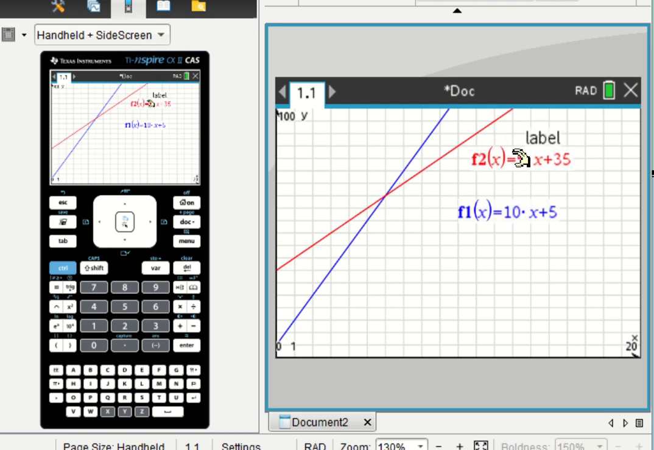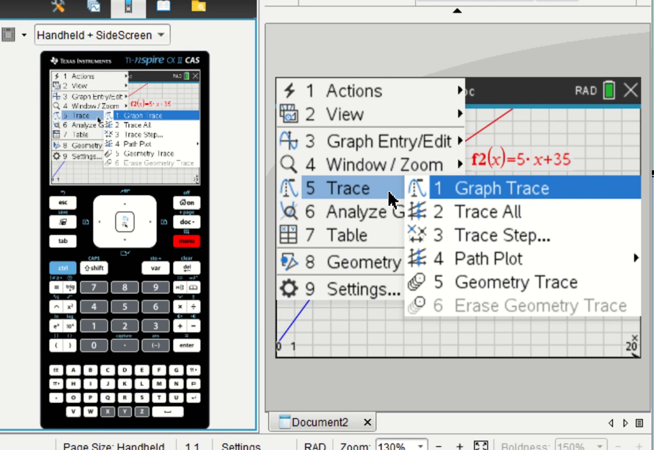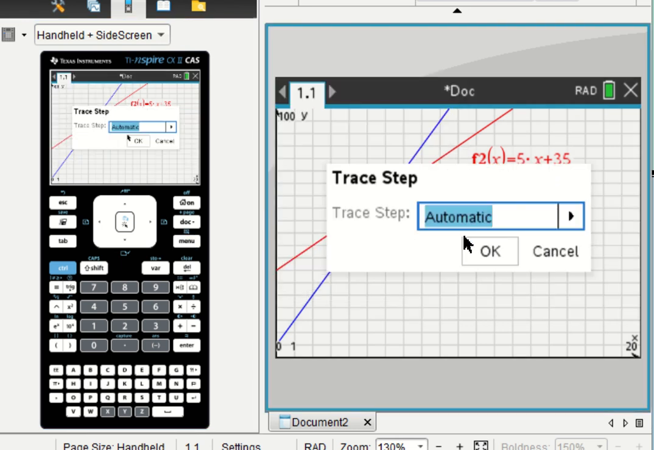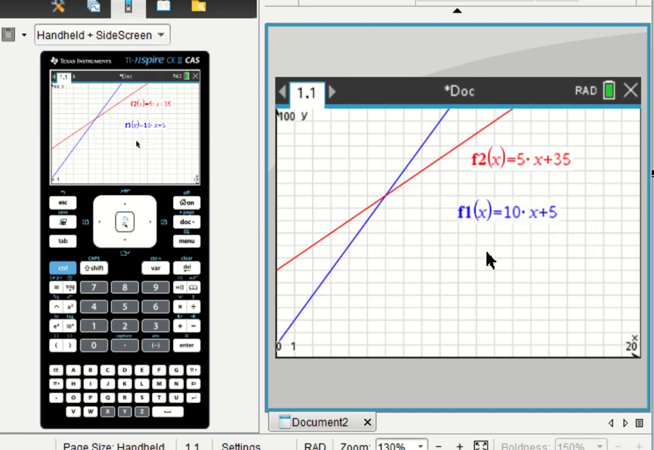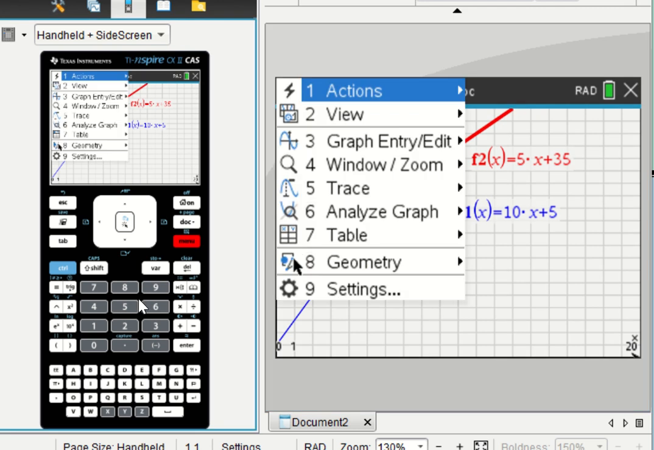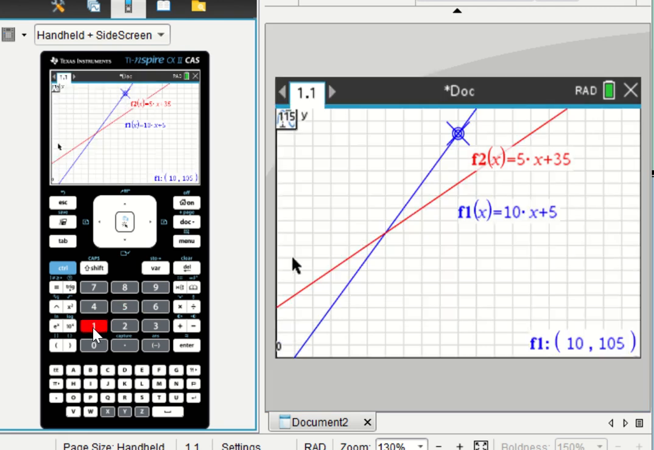So now I need to graph these points. Menu, 5 for trace, 3 for trace step. Always set the trace step to 1 because we want our inputs counting by 1s. Now, when I do menu 5, 1, I can find the points on my graph.